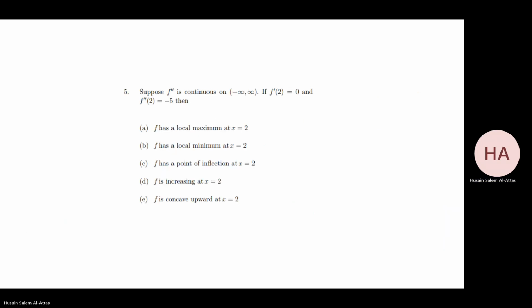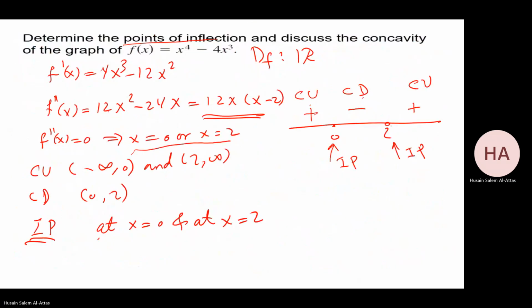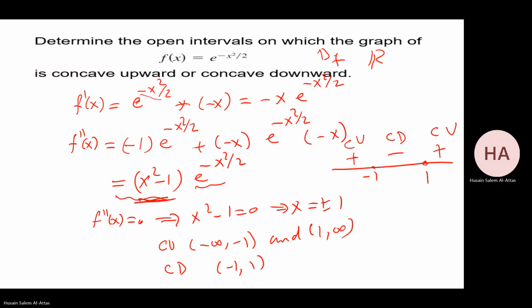Suppose that f double prime is continuous. f prime is equal to 0 and f double prime is negative, minus 5, then what? If you notice, this is what we talk about, second derivative test. f prime equals 0, and they have f double prime is negative, then we have what? Local maximum at c, at x equals c.